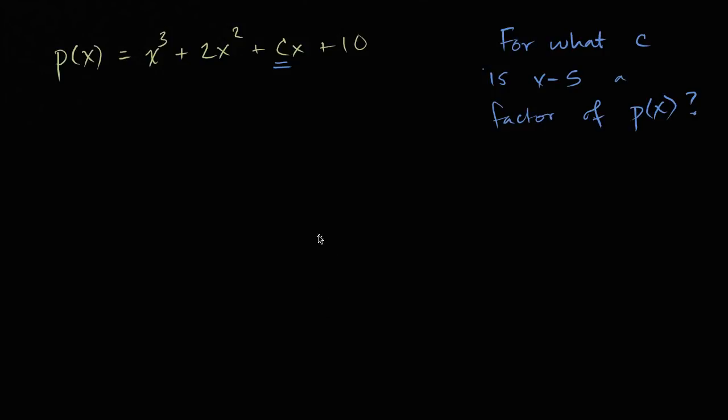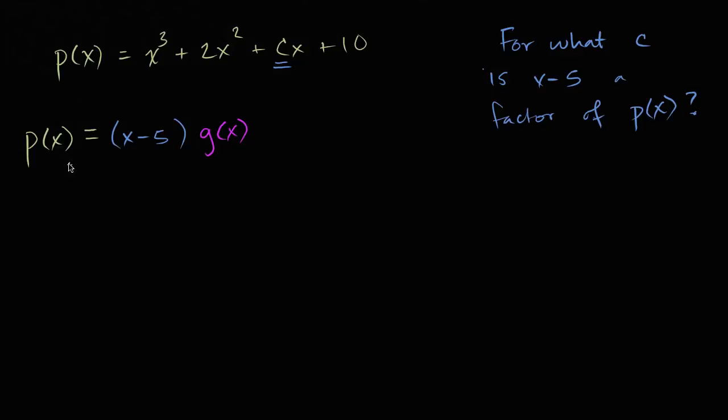All right, so I'm assuming you have attempted this. And we just have to realize, okay, if x minus 5 is a factor of p of x, that means you could write p of x, let me do this in that green color, as being equal to x minus 5 times some other polynomial. I don't know, let's just call it g of x maybe. G of x would be a second degree polynomial.